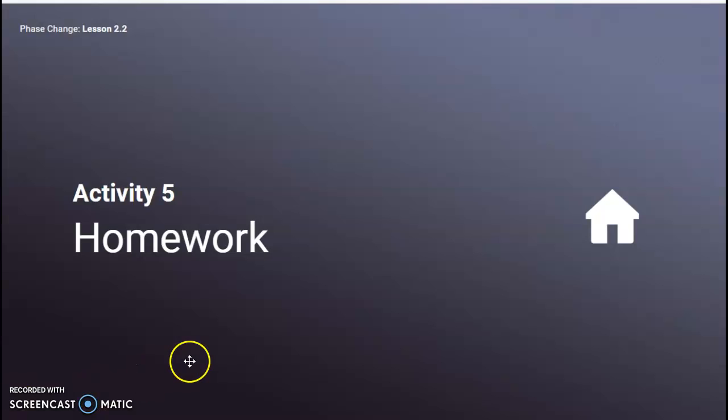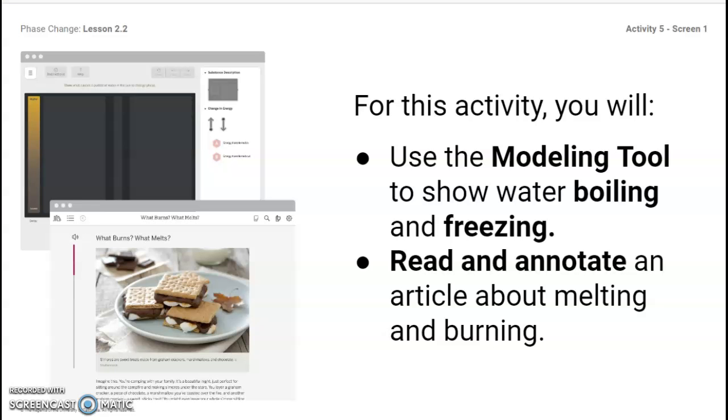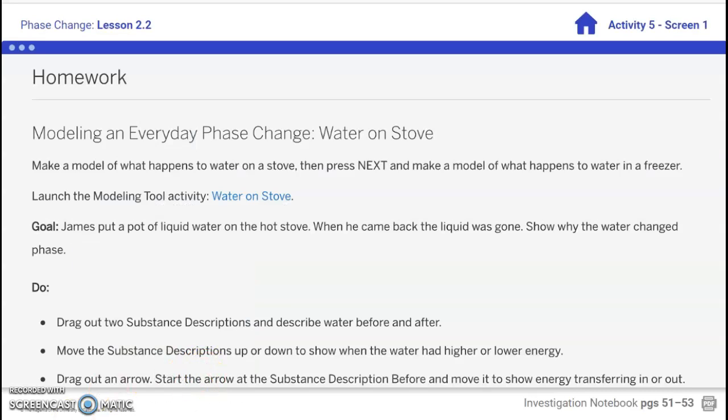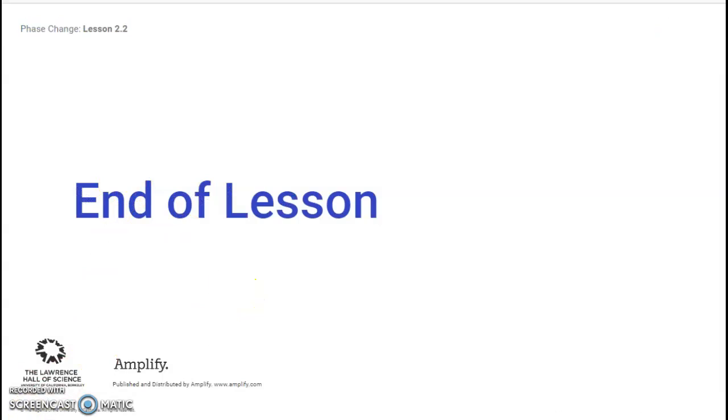So that's the end of the main part of the lesson today. Part 5 for lesson 2.2 is a should-do. If you would like to do that, you're just going to use the modeling tool to show boiling and freezing, read and annotate the article, and you can hop in and do those questions in your Amplify. And that is the end of 2.2.